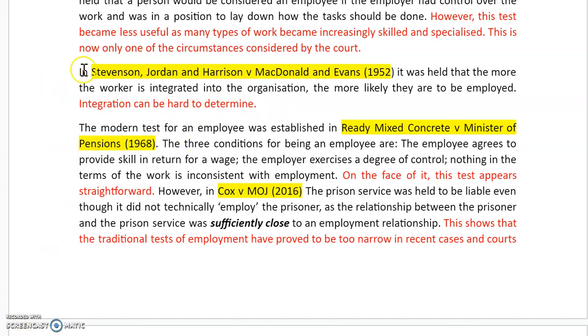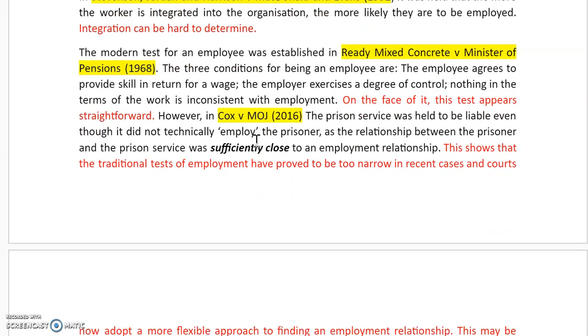What's been described as the modern test for determining an employee was established in Ready Mixed Concrete, and I've outlined it here, the 3 conditions, and I've listed them. And an evaluative point we can make of it is that on the face of it, that 3-step test appears very straightforward. You'd hope it's not going to cause too many issues.